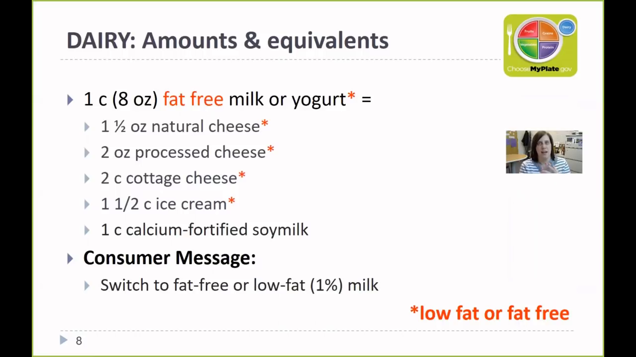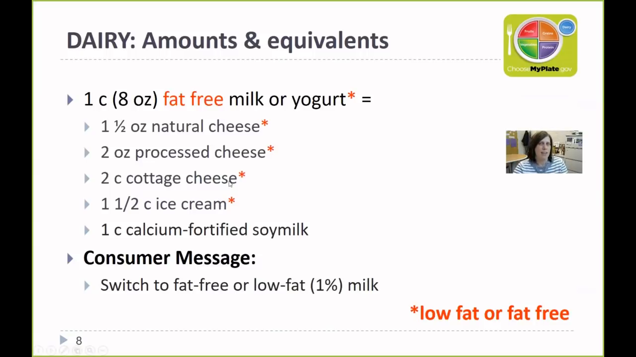Swiss cheese. Some of my favorite is Havarti or Gouda. Those are two of my favorite cheeses. But there are a lot of different varieties out there for natural cheeses. And you might wonder, why is ice cream listed here?